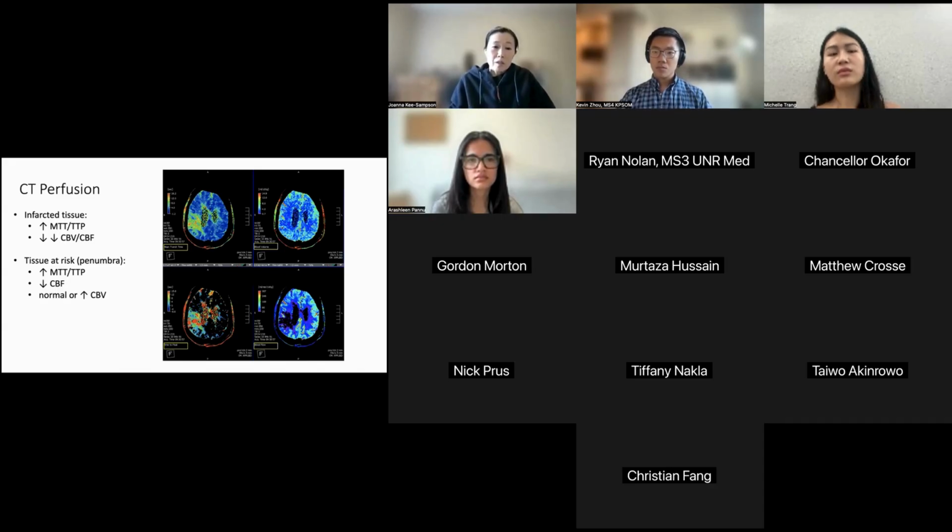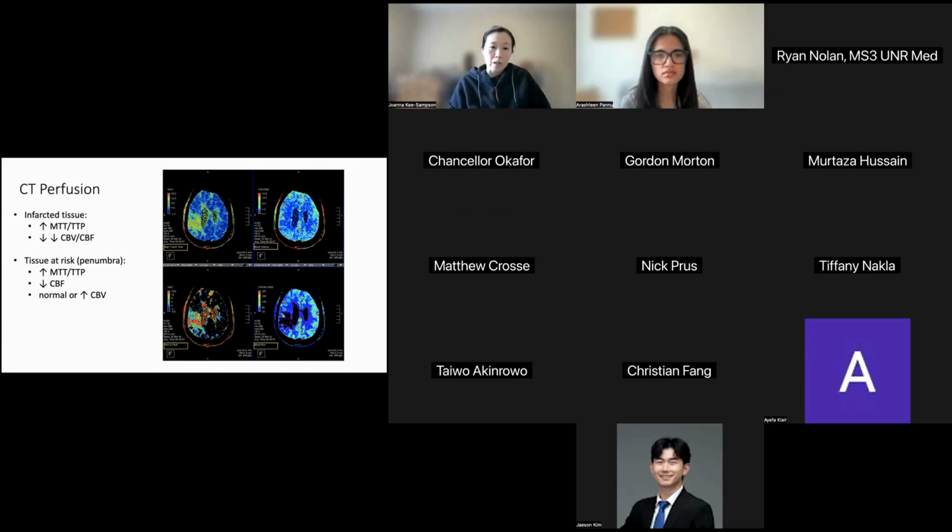But infarcted tissue is not able to have that autoregulation, right? Infarcted neurons are not going to have that ability for autoregulation. Therefore, their cerebral blood volume and cerebral blood flow would be severely decreased because there's no blood getting to it.